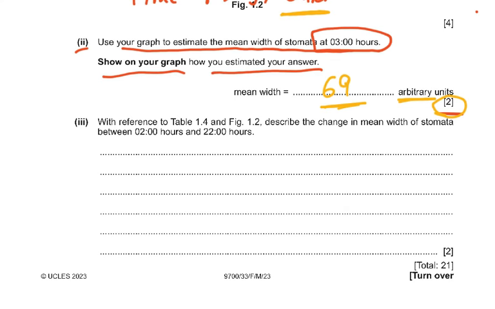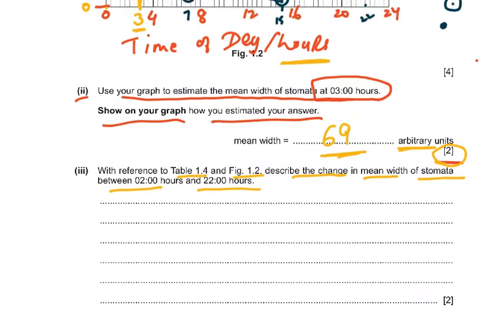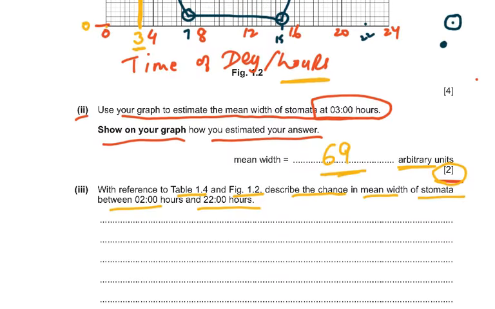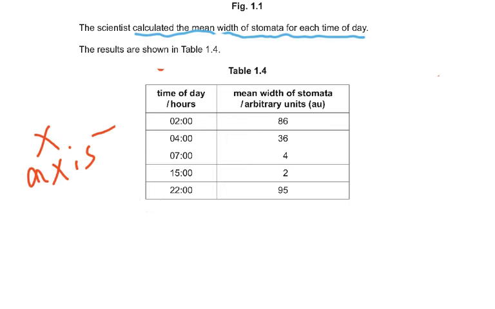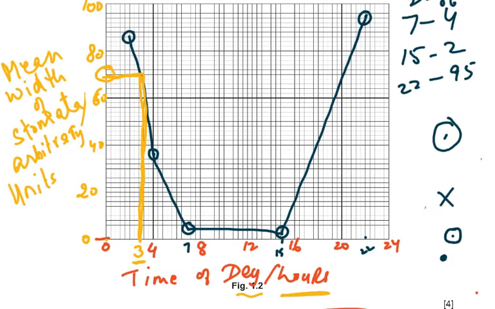Coming to the last part of the question, which was the best part of the question, and I like that part very much, because it really challenges the student who's diligent in their work. With reference to table 1.4 and figure 1.2, describe the change in mean width of stomata between 200 hours and 2200 hours. So you had to refer to figure 1.2 and table 1.4. This is table 1.4 and this is figure 1.2. You have to refer to these.